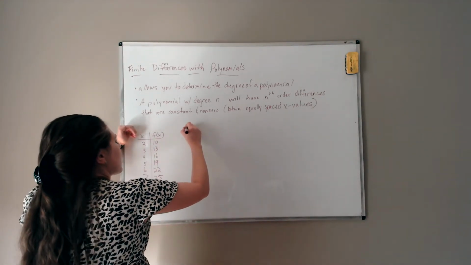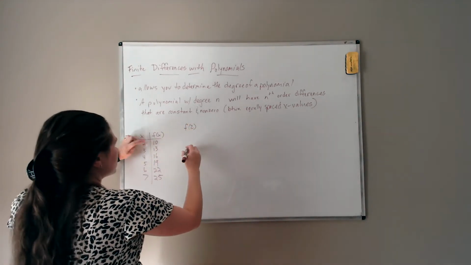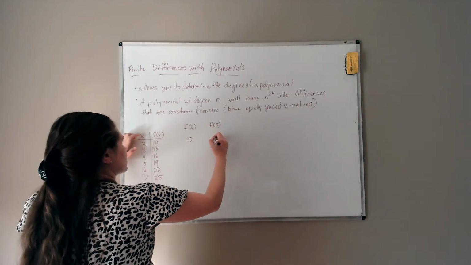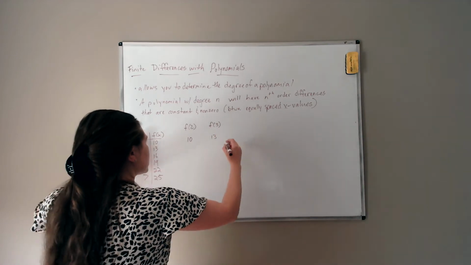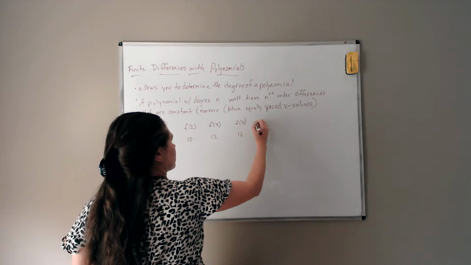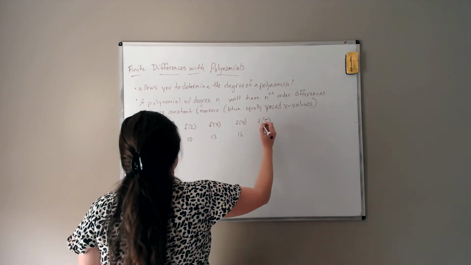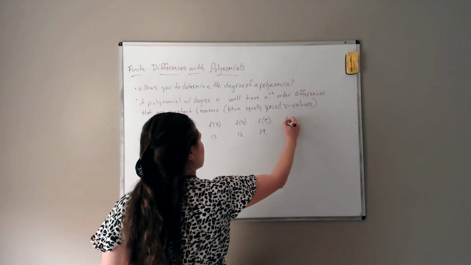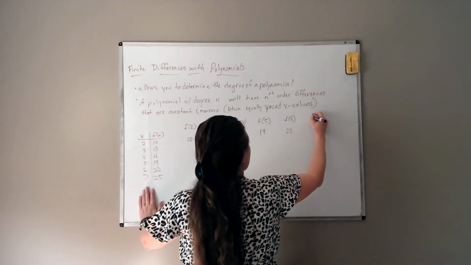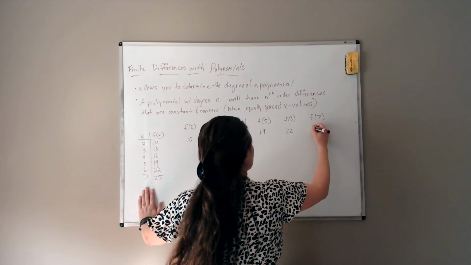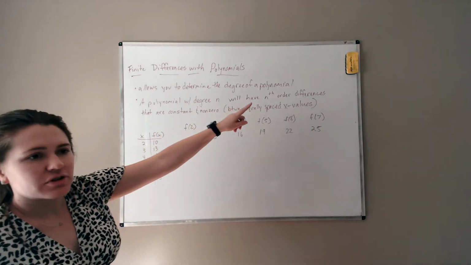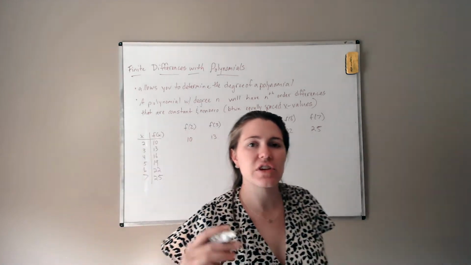So I have f of 2 is 10. f of 3 is 13. f of 4 is 16. f of 5 is 19. f of 6 is 22. f of 7 is 25. First order differences are going to be the differences in the y values.